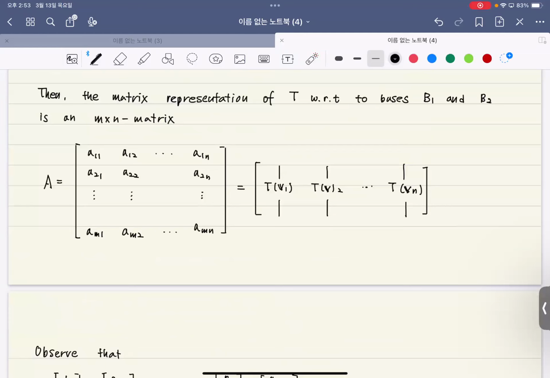And just to emphasize, this matrix was obtained from linear transformation T and the choice of basis vectors. If you do not choose the basis vectors, then you cannot get the matrix representation. So to get the matrix representation of any transformation, first you need to specify the basis vectors of the domain space and target space. Then you can get the matrix representation. Okay.